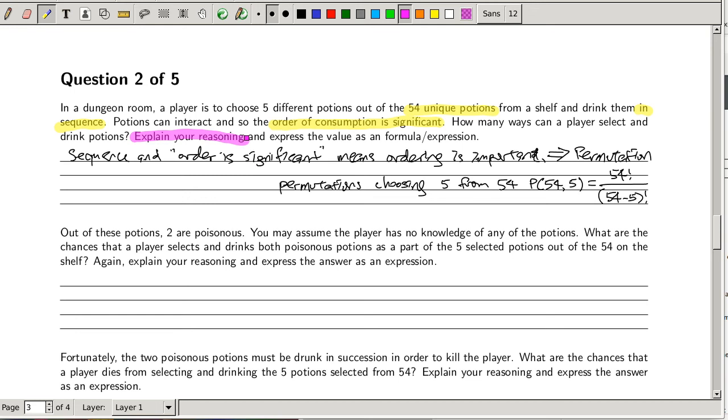All right, so we are moving on to the second part, which says, out of these potions, 2 are poisonous. You may assume the player has no knowledge of any of the potions. In other words, the player does not know which ones are poisonous.